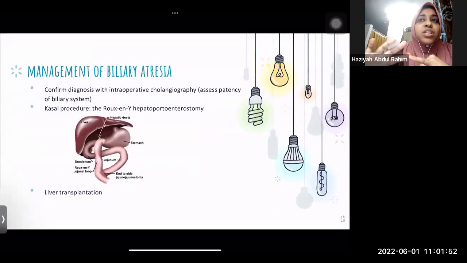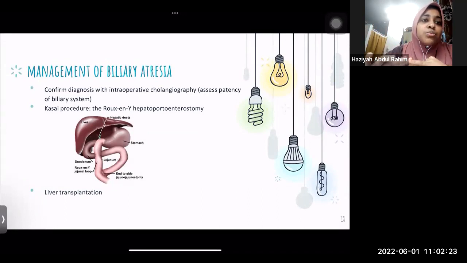So management of biliary atresia: there is no pharmacological management, it is mostly surgical. We have to confirm the diagnosis via intraoperative cholangiography to assess the patency of the biliary system. And then we proceed with the Kasai procedure, basically a Roux-en-Y hepatoportoenterostomy. It means we will connect the jejunum to the liver so that there will be biliary drainage.